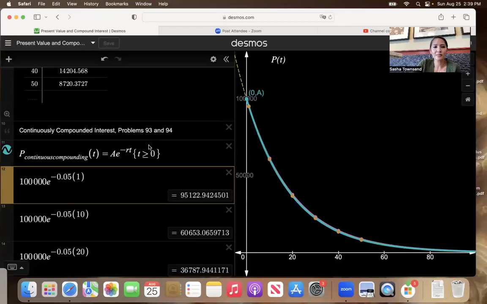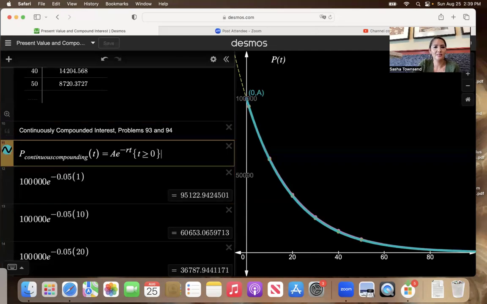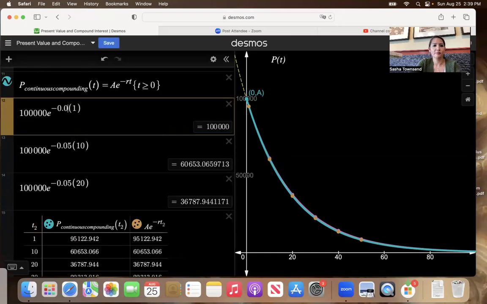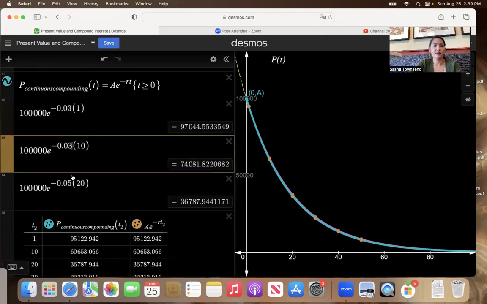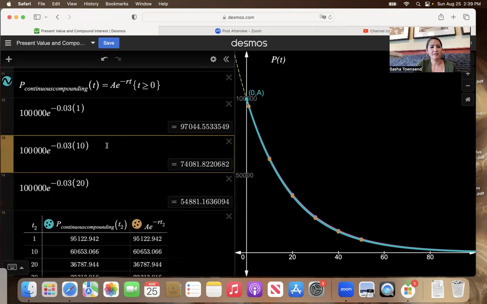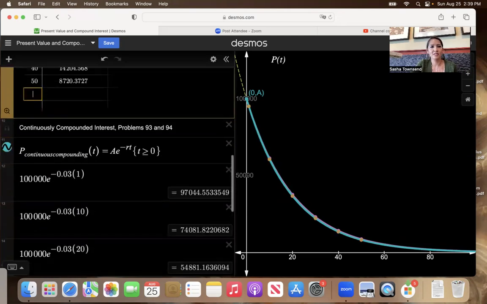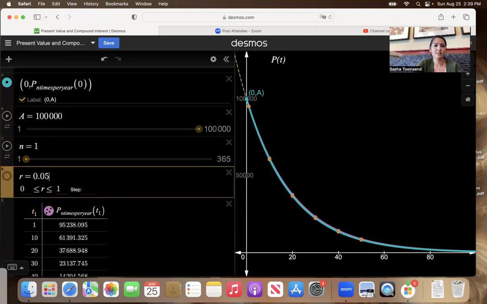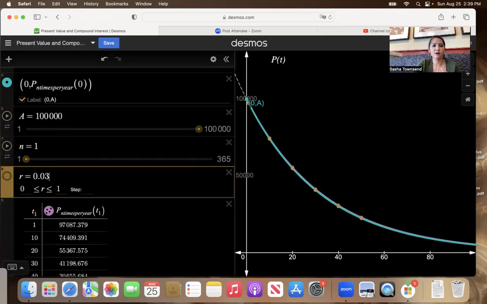Since we're still dealing with that continuously compounded interest, we're going to use the same formulas, but I'm going to change my interest rate from 5% to 3%. So I'll make that a 3, I'll make that a 3, and I'll make that a 3. And in order to make sure my table populates correctly, I need to change my slider to r equals 3%. So right now it's r equals 5%, so we're going to write 0.03 for our r value.